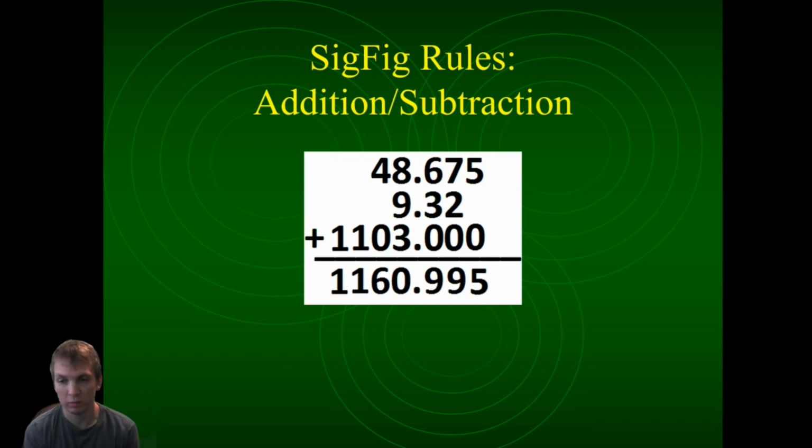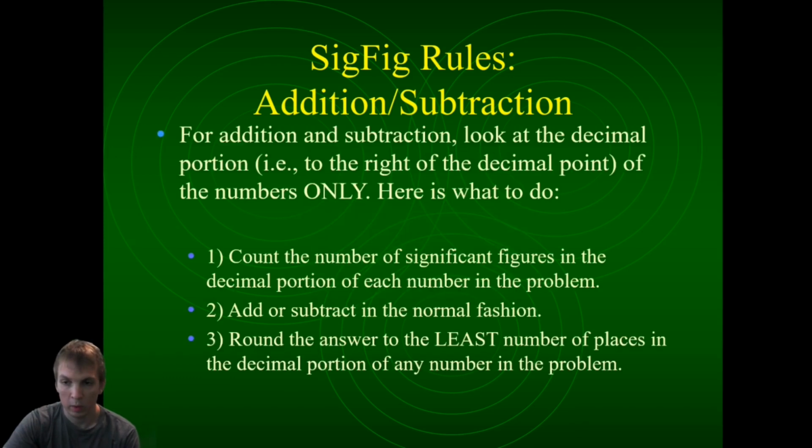So let's say we have these 3 numbers: 48.675, 9.32, and 1103.000. Okay? So we're adding those 3 numbers. If I were to put them into a calculator, I would get 1160.995. All right, so just reviewing these rules. Rule number 1 is count the number of sig figs in the decimal portion only. We've already added, and now we're going to round our answer.